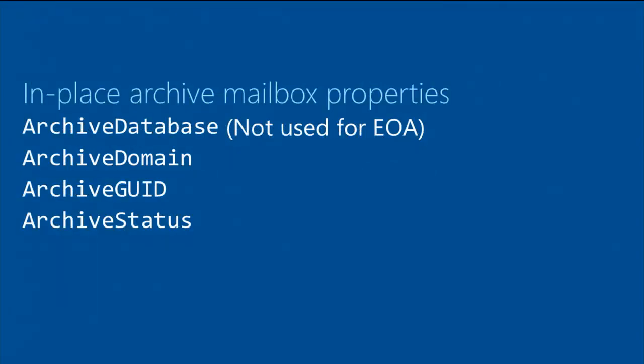Okay. The attributes that he showed you, the in-place archive properties: there is the archive database, and the archive domain, which is your remote domain for your online tenant. The archive GUID identifies the archive mailbox. So it keeps on moving between different servers. Now we identify mailboxes using GUIDs. And the archive status says whether it was provisioning pending, provisioned successfully, or the user does not have an archive.